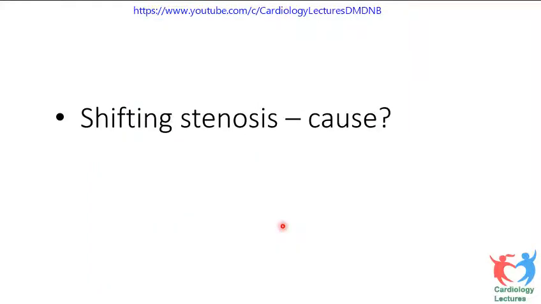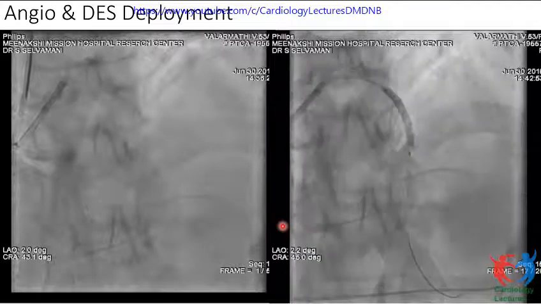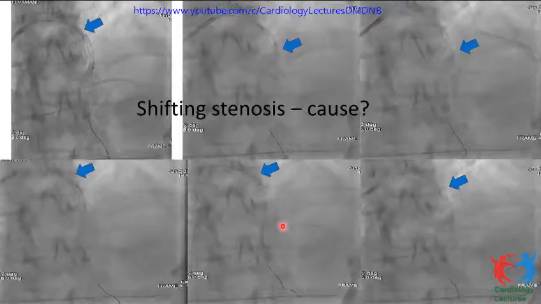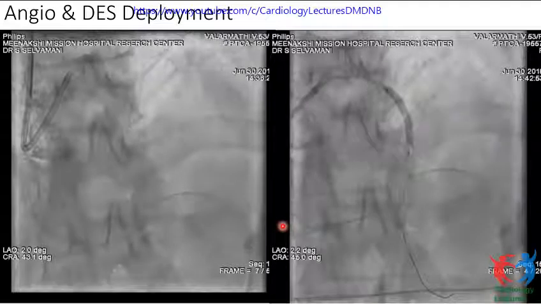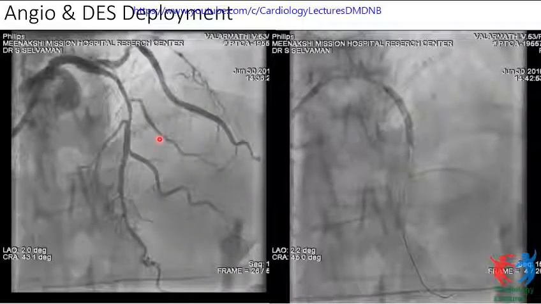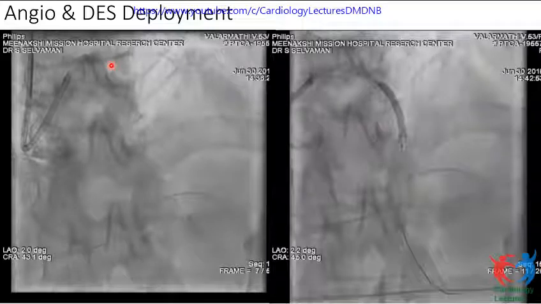I'll show you an example, a very interesting case which I came across. You just look at this angiogram. This was the angio to start with. This was a patient who came with something like an anterior wall ischemia, and the lesion was very typical. It is a very discrete lesion. I thought we'll go ahead and directly stent it.